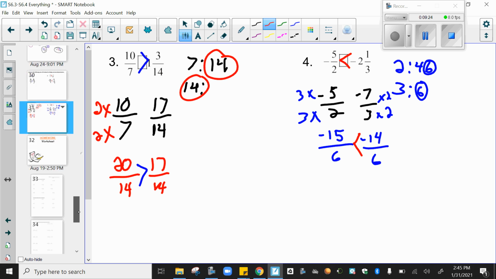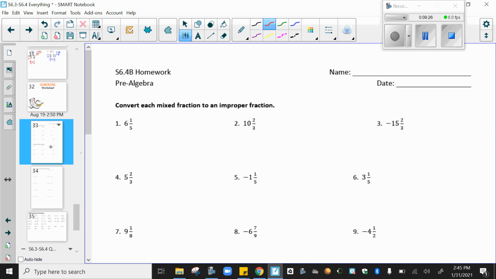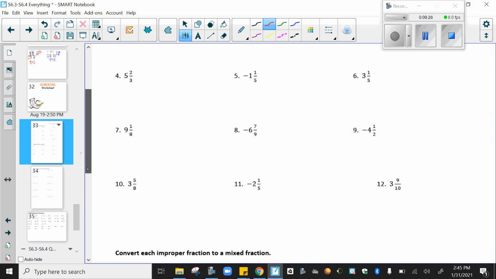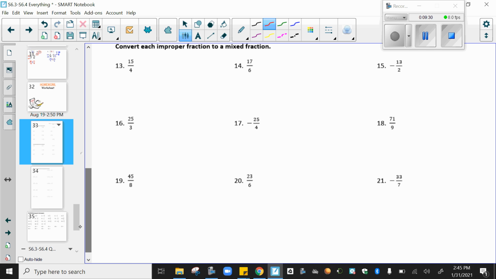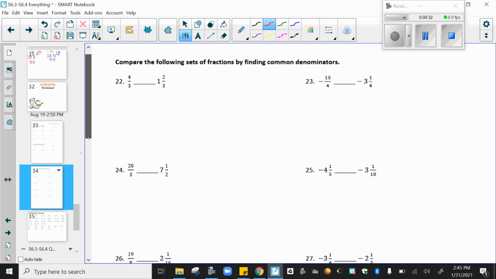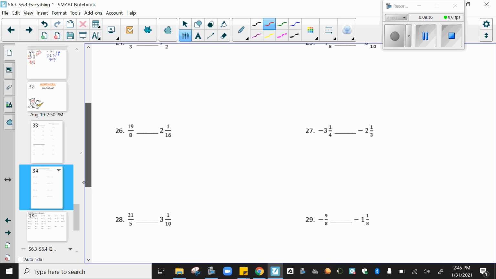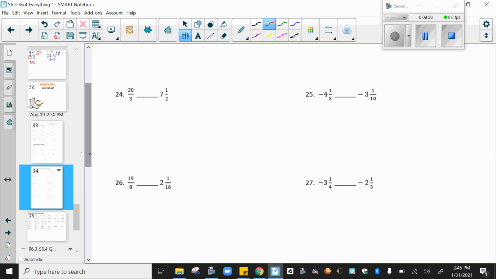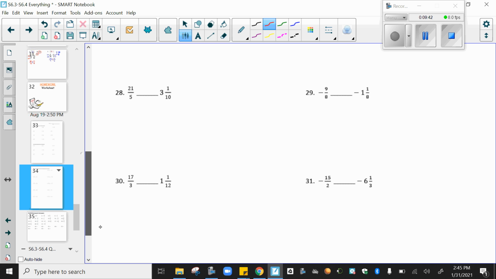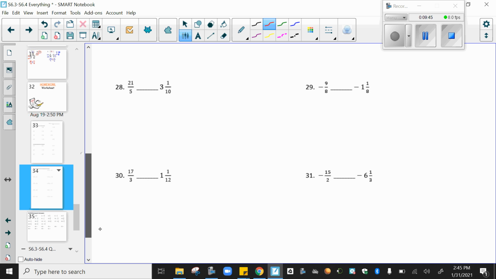All right. Homework is just that. Look at that. Convert them. Convert some more. Then we're going to compare them. They all have to be matching. In each question, both fractions need to be either improper or mixed, and you're responsible for converting them. And remember, the bottom numbers have to match if you're going to compare them. All right? Thank you.